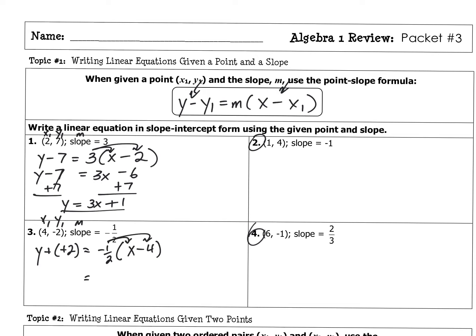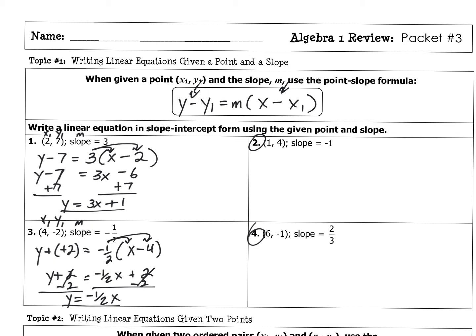Negative 1/2 times x is negative 1/2 x. Negative 1/2 times negative 4 is positive 2. So we have y plus 2 equals negative 1/2 x plus 2. Subtract 2 from both sides, and we're left with y equals negative 1/2 x. That's the equation. It's okay that it doesn't have a b, because if there's no b, there's no y-intercept, then it's just 0. It's the origin. So it's not a big deal.